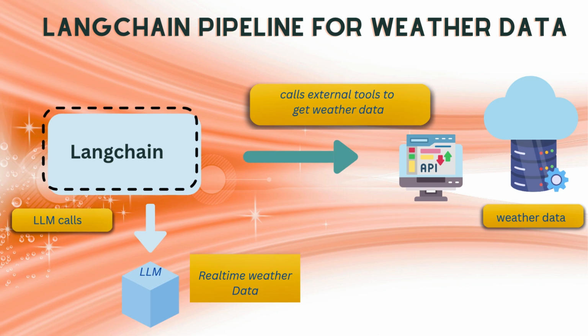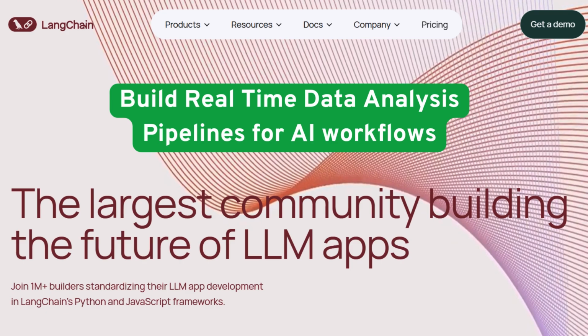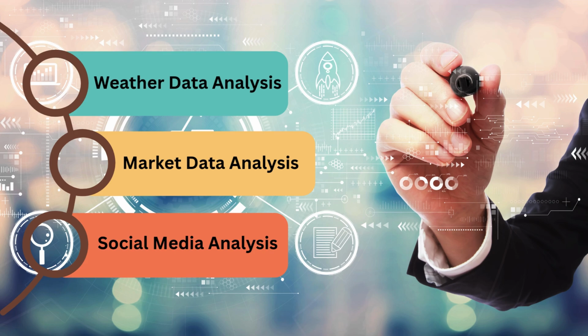In this video, we are going to work on an example to fetch real-time weather data and analyze that data using LangChain. But before that, let's understand what LangChain is. LangChain is a framework that empowers you to build powerful AI applications by seamlessly integrating language models with real-world data. LangChain provides a robust set of tools and modules specifically designed to handle real-time data streams. You can imagine any scenario, like social media sentiment as it unfolds, or tracking market trends in real time, or analyzing the weather data using LangChain.